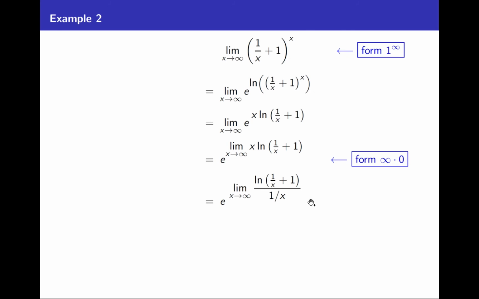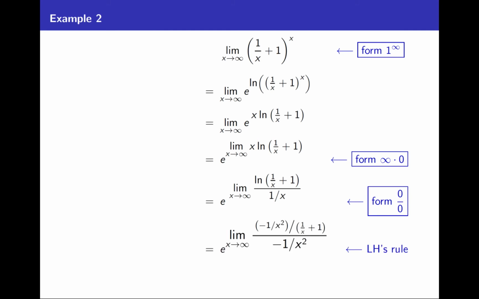And let's analyze what's happening there. Well, the 1 over x is turning into 0. That plus 1 is 1. And ln of that would be 0. So we're getting 0 on the top. And on the bottom, x is going to infinity, so 1 over x is approaching 0 as well. So this limit up here in the exponent has form 0 over 0. And that we can use L'Hopital's rule for. Let's do L'Hopital's rule here.